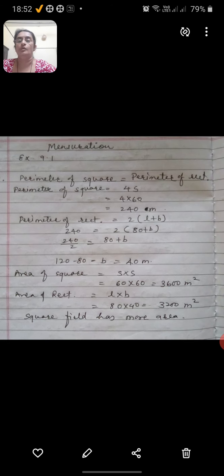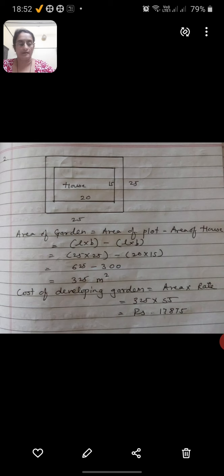Now let us go to the next question of that. The question is, Mr. Kaushik has a square plot with the measurement as shown in the figure. She wanted to construct a house in the middle of the plot. A garden is developed around the house. Find the total cost of developing a garden around the house at the rate of 55 per meter square.